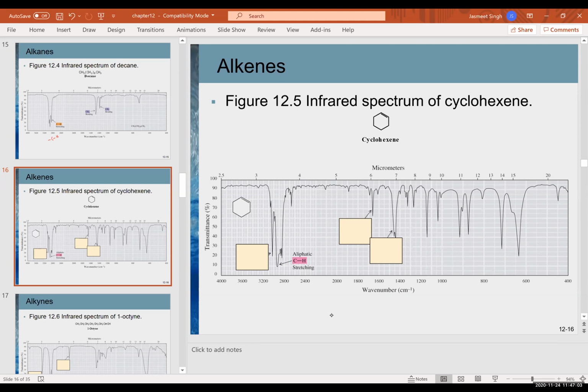So I wrote here aliphatic stretching, but this CH shouldn't be called aliphatic, it should be sp3. So this is the CH bond which is connected to an sp3 hybridized carbon, or alkane. Let's first go over it, because it doesn't let me write on the slide here.